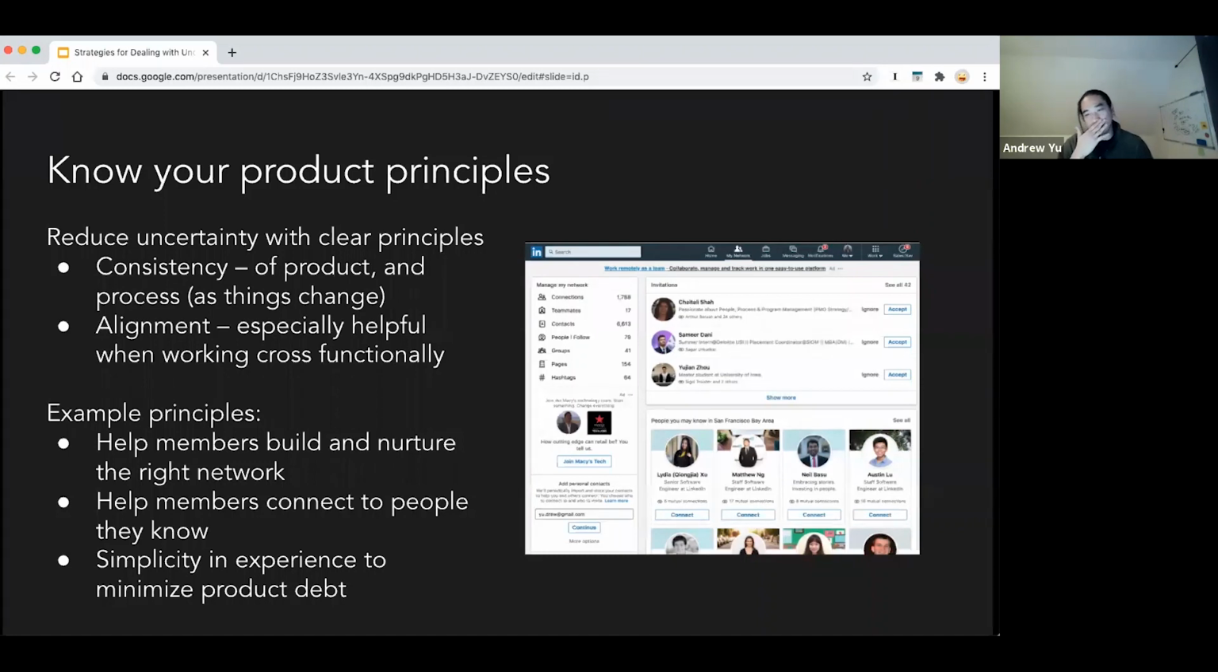So anything that we did on the page should adhere to these principles, right? So that's just more clarity. More clarity is more certainty. More certainty is less uncertainty.